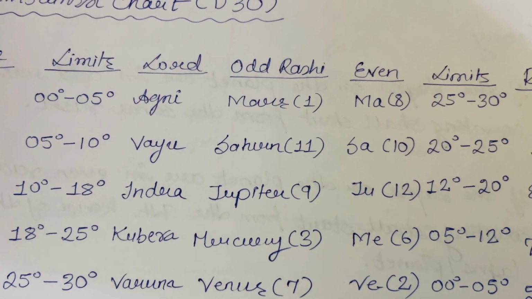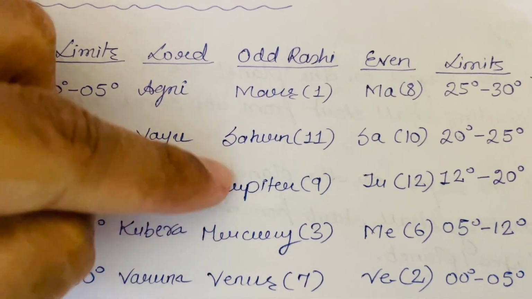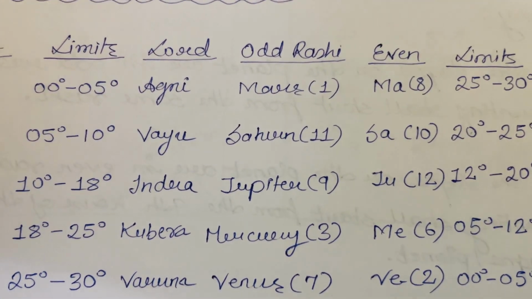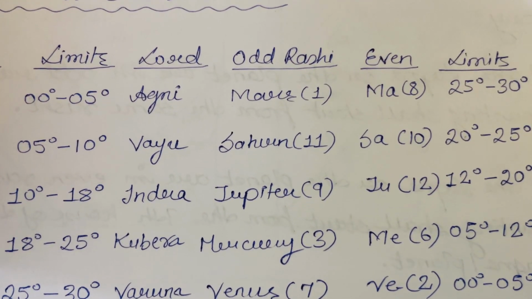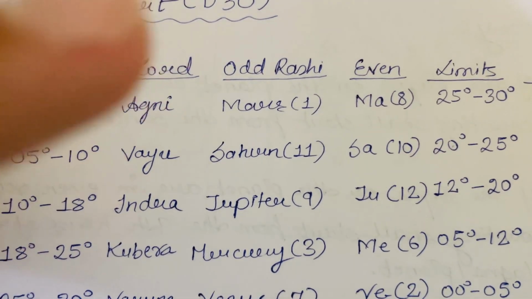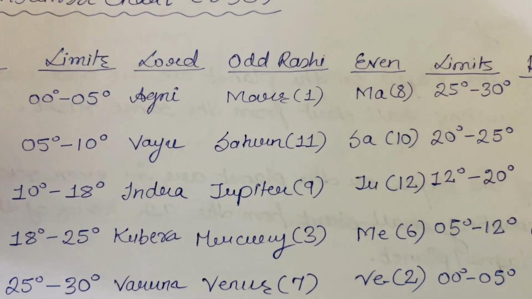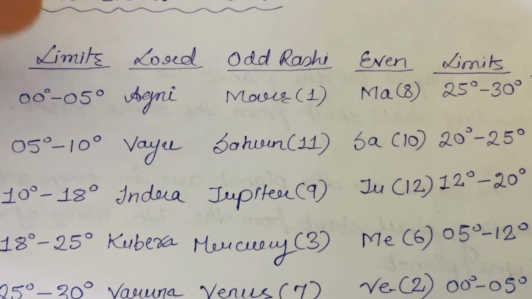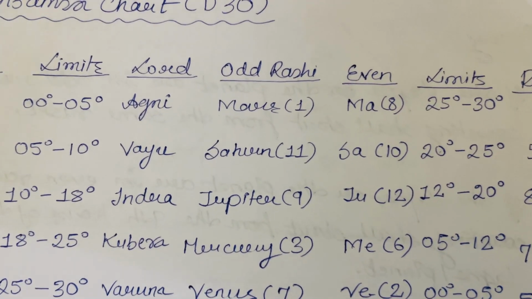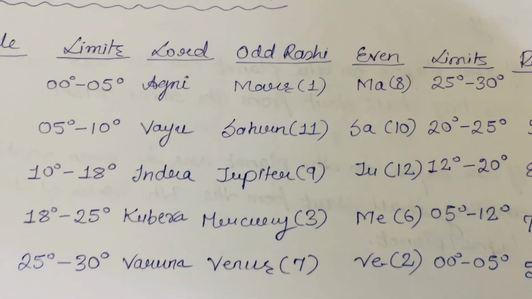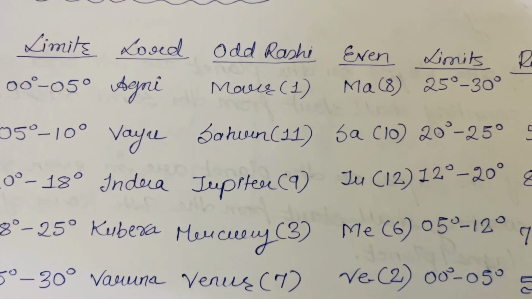The logical explanation is, all of these 5 planets have 2 Rashis which they are the ruler of, which they are the lord of. Like Mars is the lord of Aries and Scorpio. Saturn is the lord of Capricorn and Aquarius. Jupiter is the lord of Sagittarius and Pisces. Mercury is the lord of Gemini and Virgo. Venus is the lord of Taurus and Libra.